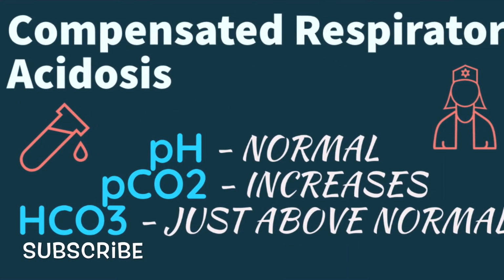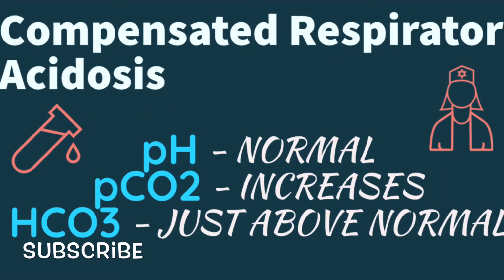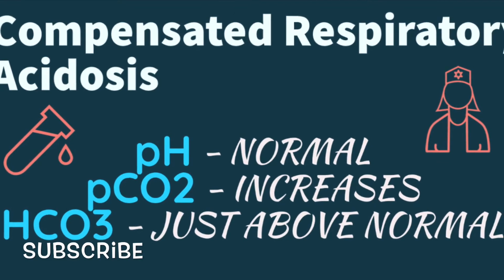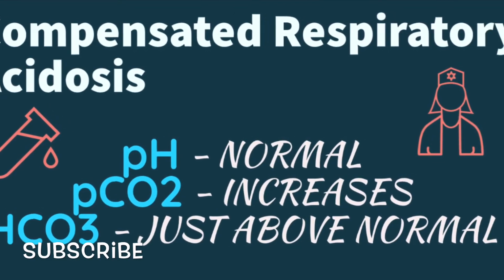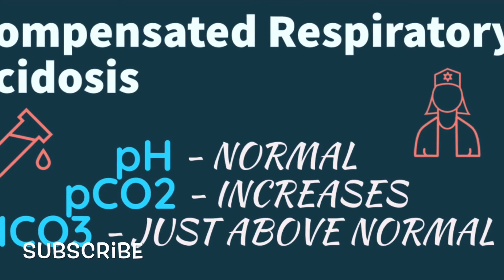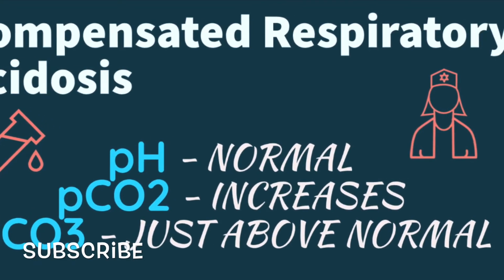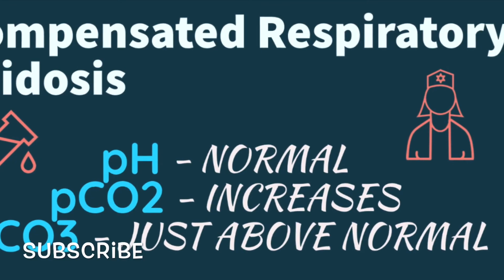Now we will discuss the conditions when ABG imbalance occurs. First is compensated respiratory acidosis. In that, pH will be normal, PCO2 will be increased, and bicarb level will be just above the normal levels.